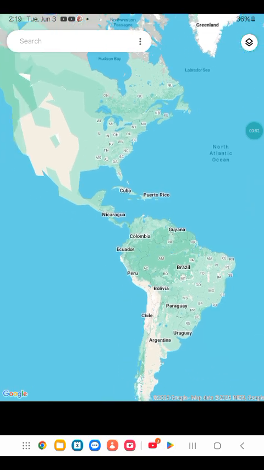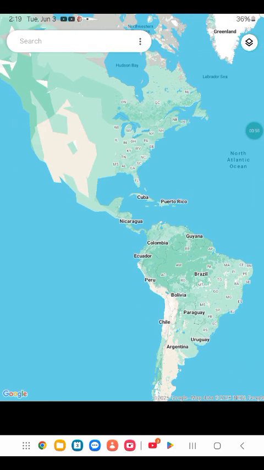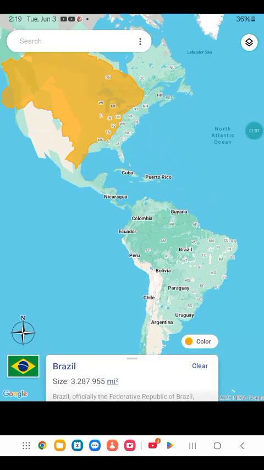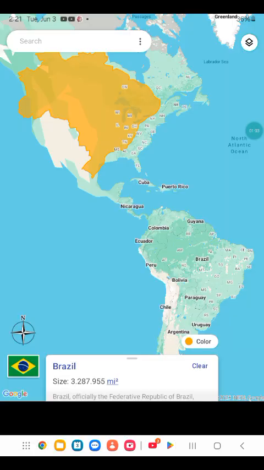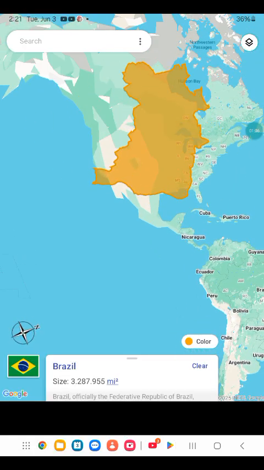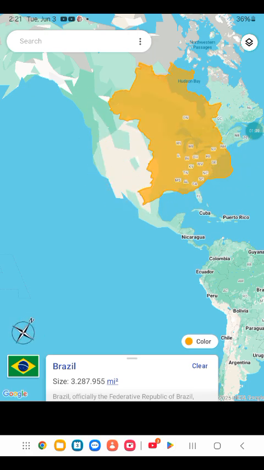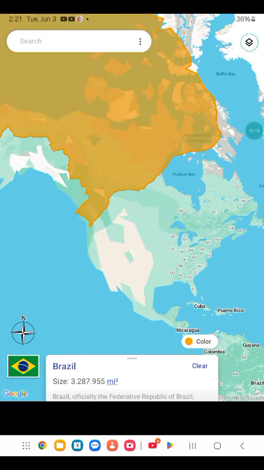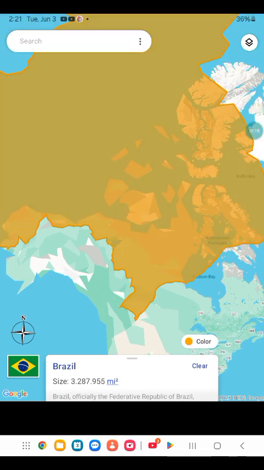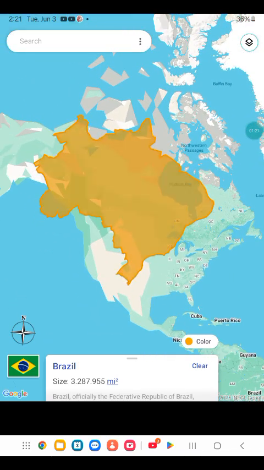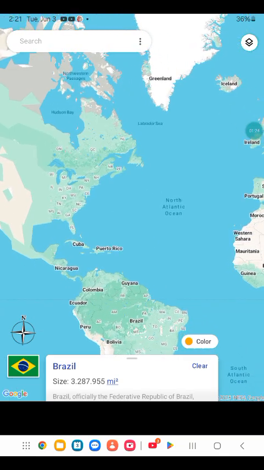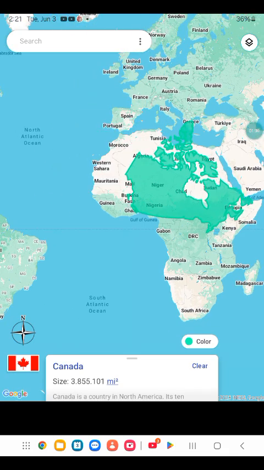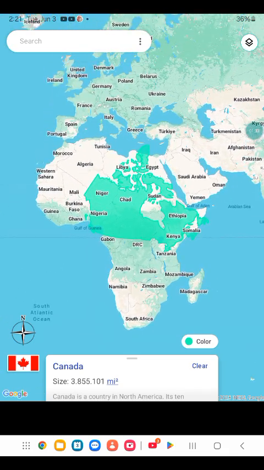Now let's try Brazil. It looks smaller than the United States, but when you try here, you can actually see how big Brazil is. It runs from Mexico all the way to Canada. So the map that you use does not show the true size of countries. That's why Brazil looks so big. And Canada looks a little bit bigger than Africa. But when you bring it down, you can really see that Canada isn't big.